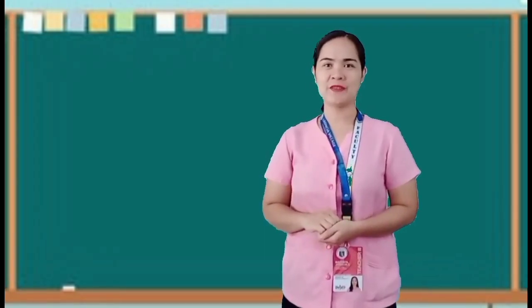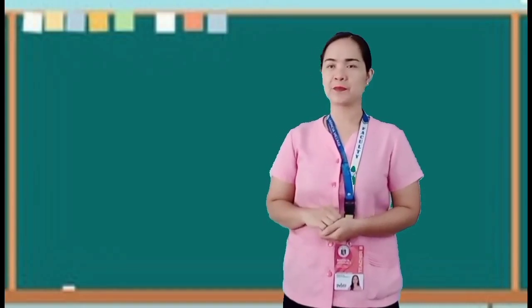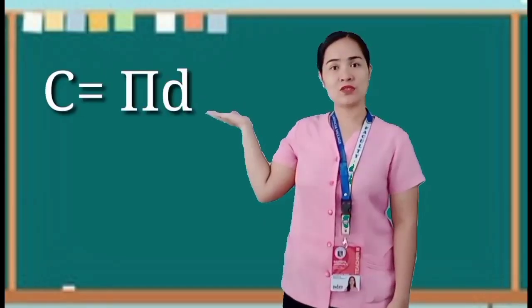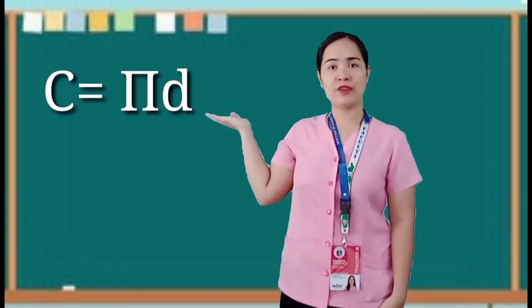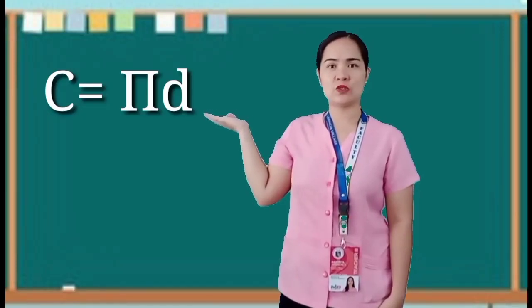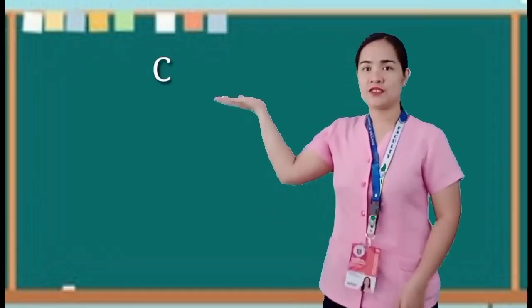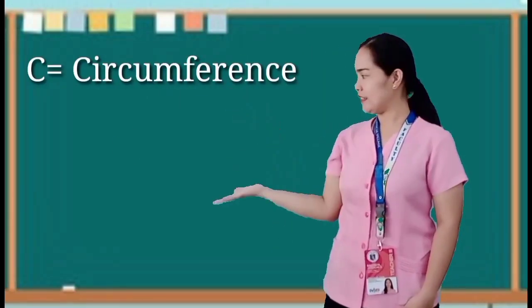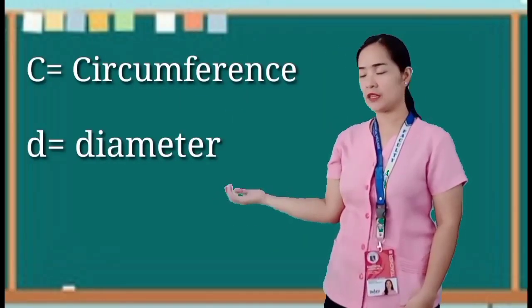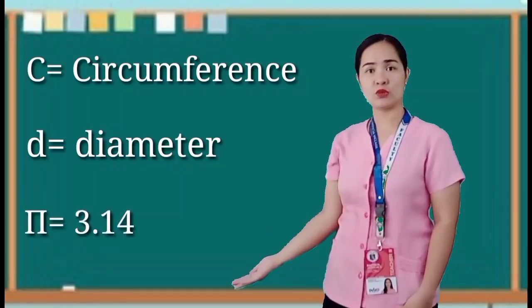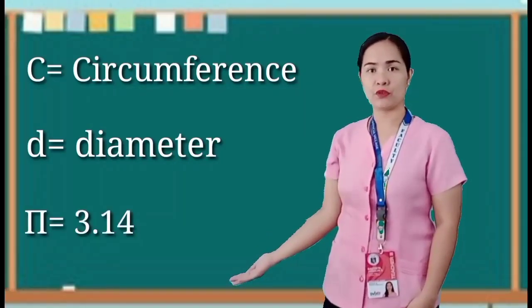This relationship is expressed in the formula C equals pi d, or you can read it as C equals pi times d. C is the circumference, d is the diameter, pi is equal to 3.14.